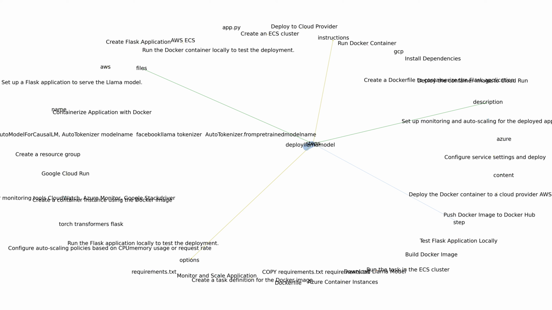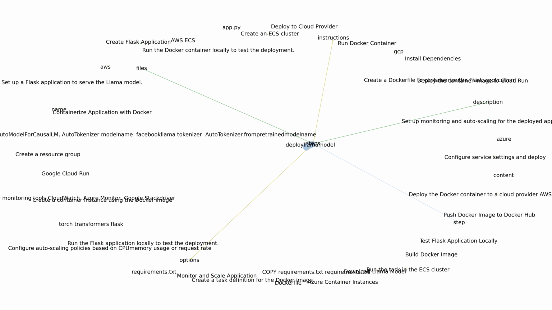Step: Test Flask application locally. Description: Run the Flask application locally to test the deployment. Start the Flask server on your local machine and verify that it responds correctly to POST requests. Instructions: Send a POST request to http://localhost:5000/generate with JSON data. Prompt: your prompt here.